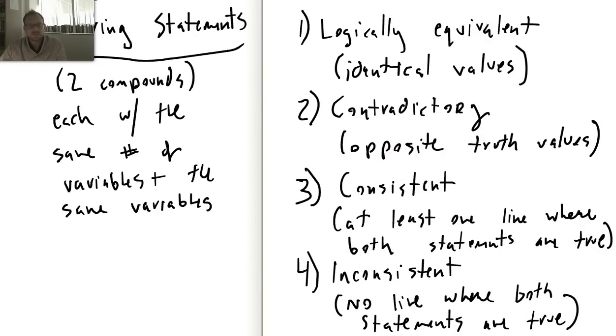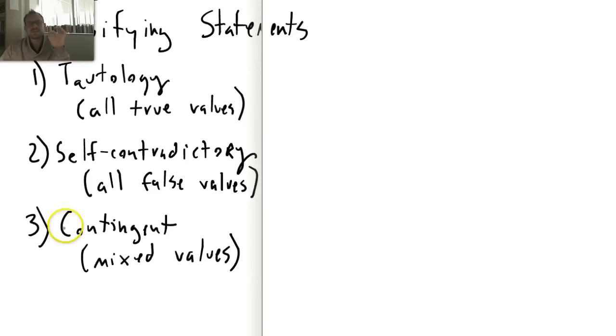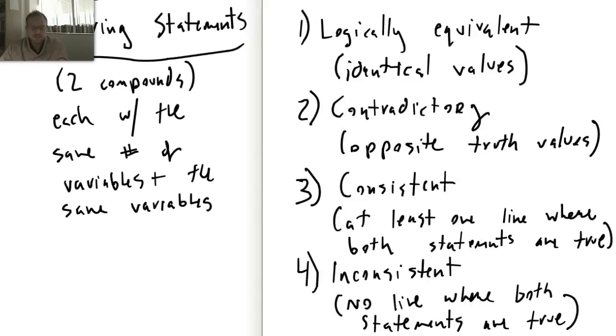Let's do a quick review here to remind everyone, right? What are the possibilities? When you classify statements, you can either get a tautology, a contradiction, a self-contradictory statement, or you can get a contingent statement, right? And then when you compare statements, you can get logical equivalence, contradiction, consistency, or inconsistency, right?